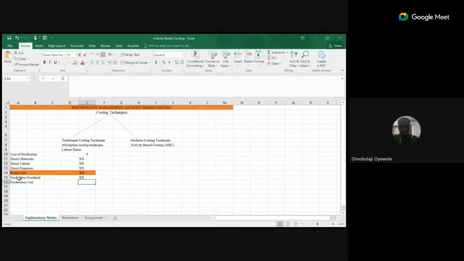So now, looking at this, under the absorption costing technique, production costs, or absorption costing technique, charges overhead based on what? Labor hours. So labor hours is the only level of activity that we use in charging overhead under the traditional costing technique, which is the absorption costing technique.